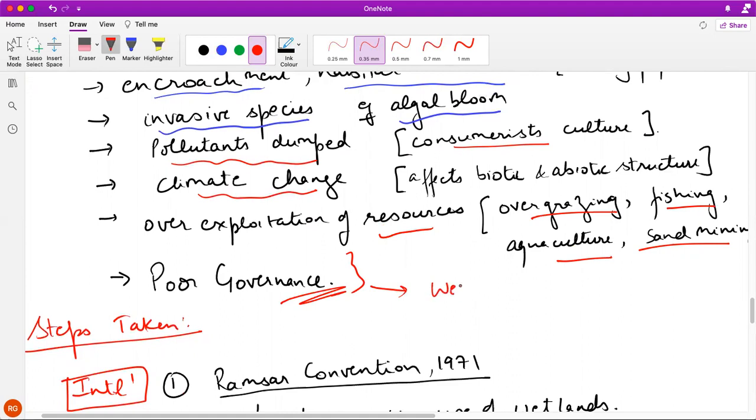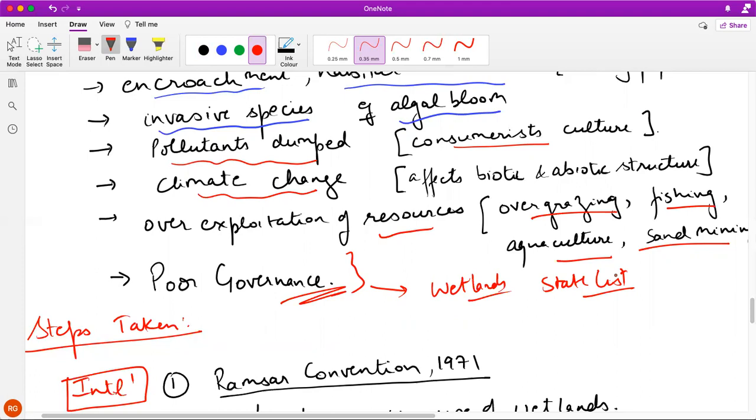Basically, wetlands usually come under the state list. So state governments have the responsibility of management of wetlands, not the central government. But state governments have a poor record of managing the wetlands. They are not serious with respect to wetland protection.